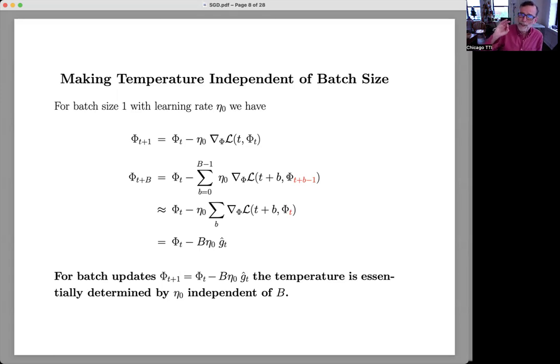But if the learning rate is small, the model is not changing very much. The model is relatively constant. So this is approximately equal to using the same model at every step, right? So we're essentially using the same model at every step over this batch of B steps. So this is approximately equal to this expression, which is the sum of the updates.